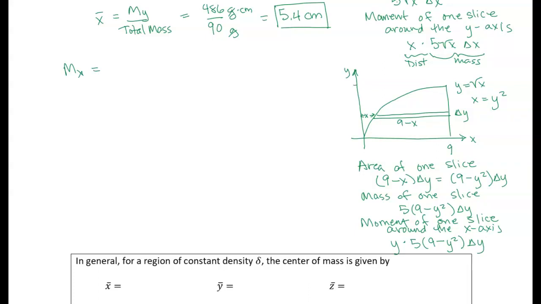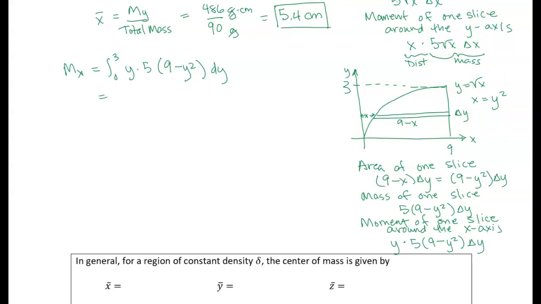And we're going to integrate now. In this case, we're integrating in the y direction. So when x is 9, the square root of 9 is 3. So we're going to integrate from 0 to 3 because we're integrating in the y direction. We're going to integrate y times 5 times the quantity 9 minus y squared. And then our delta y becomes dy, because we're taking all these slices and letting n go to infinity. The number of slices goes to infinity, so our delta y becomes dy.